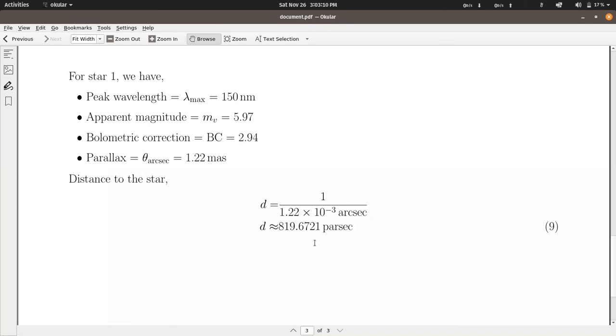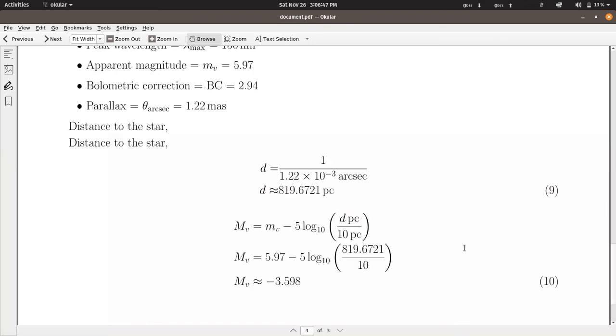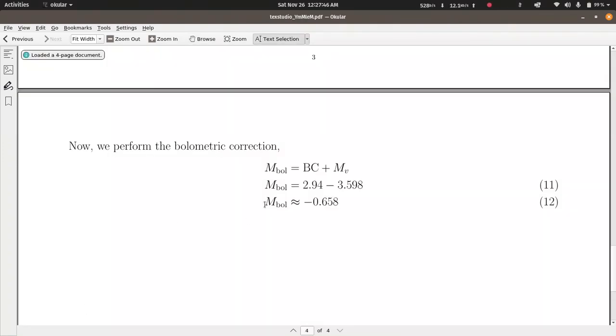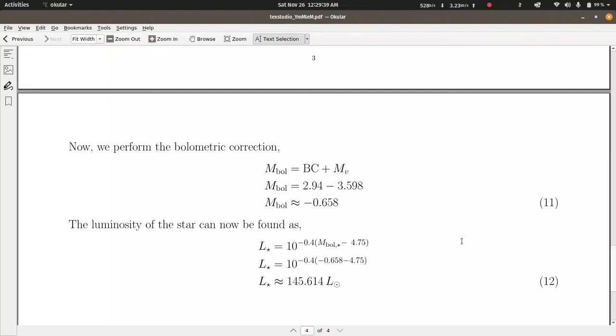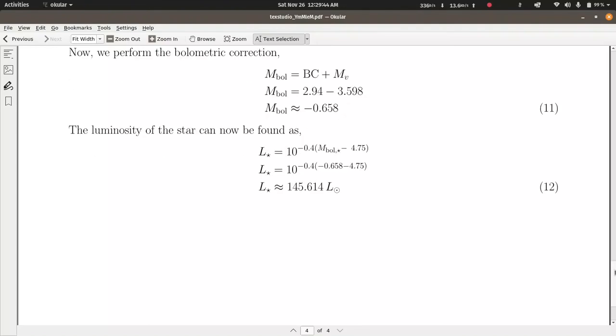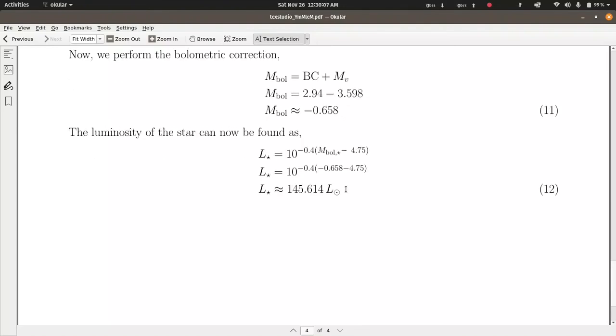So let's move on to the absolute magnitude of the star. Okay, so now we have the absolute magnitude of star 1 in the V band, which comes out to be negative 3.598. So let's do the bolometric correction, and now we have the bolometric magnitude for star 1 as well, which comes out to be negative 0.658. Okay, so we have determined the luminosity of the star in solar luminosity units as 145.614 solar luminosities.